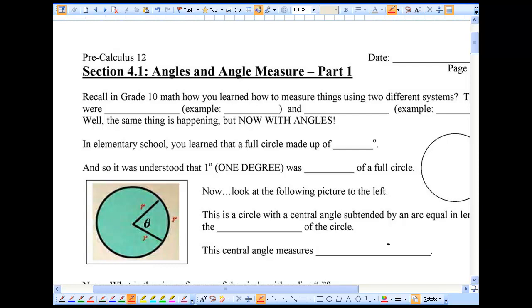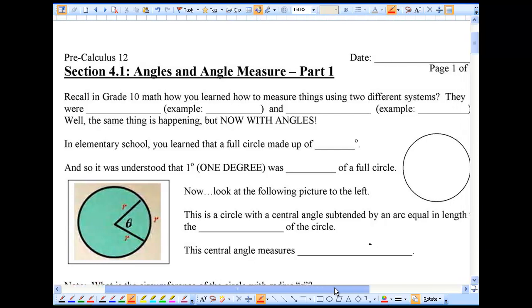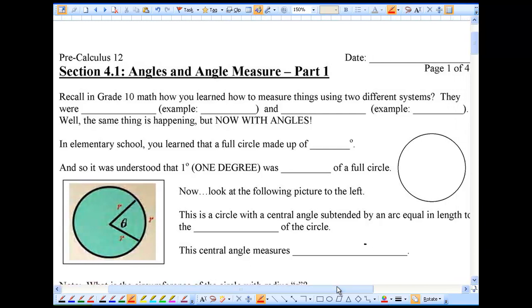Okay? I'm going to start you off by asking you to think back to grade 10 and how we learned to measure things using two different systems. Remember what those systems were called? Yeah, they were the metric system, or the SI, the System International. An example of that would be something like centimeters. And then there was also the imperial system, what they use in the States or in Britain. And the example from there would be something like inches.